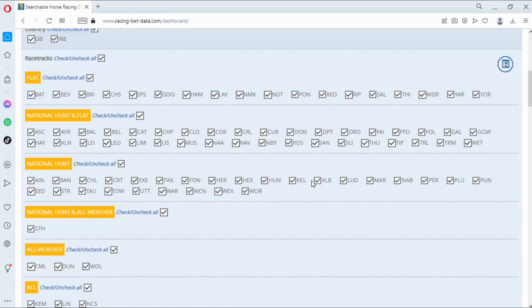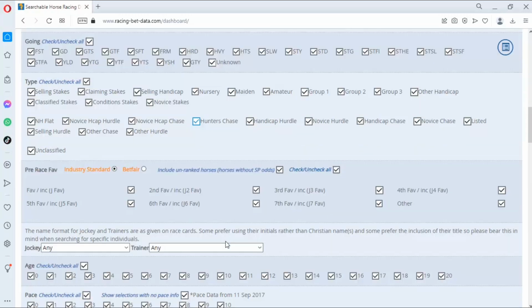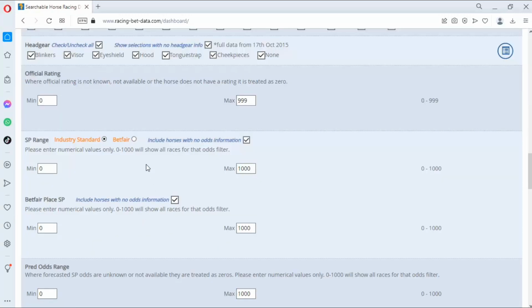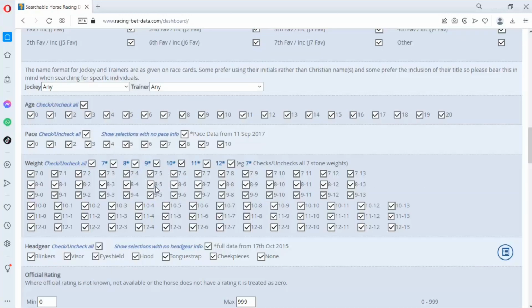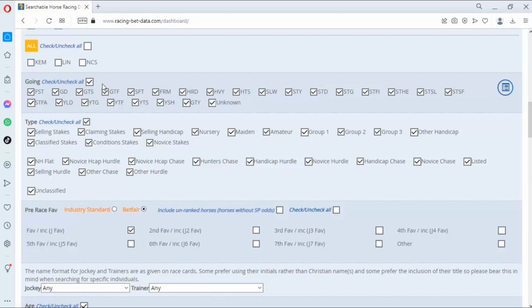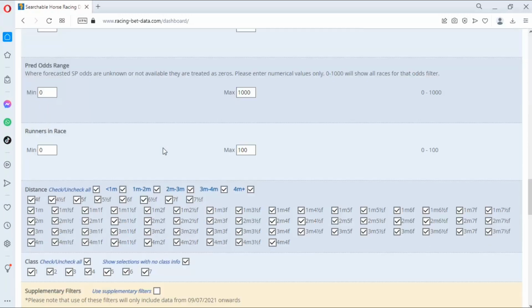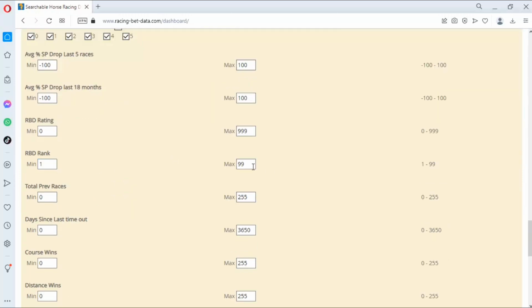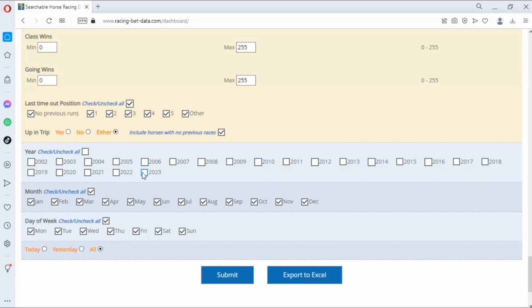So let's pick some random selections. I'm just going to pick the specific all-weather tracks and generate some random outputs here. Let's look at the Betfair favorites. So untick all of these, Betfair favorites at all-weather, solely all-weather tracks. And if I throw in our RBD ranks, so top rank horses, and let's just look at 2023 for the output.